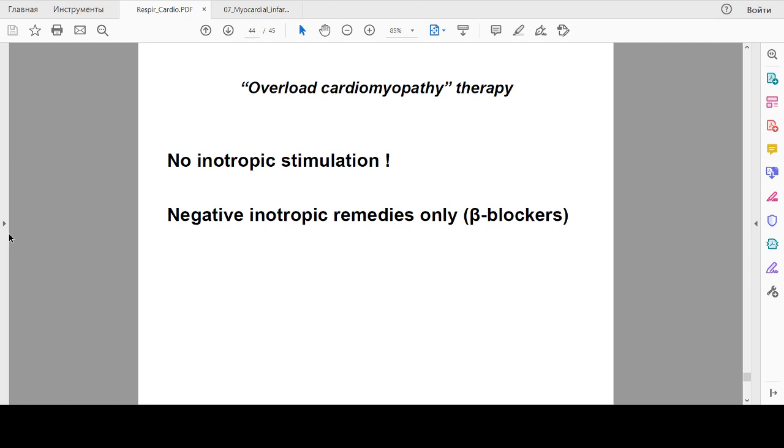According to this theory, how to treat cardiac failure? According to this theory, inotropic stimulation is prohibited. So, inotropic, what does it mean? It is stimulation of the strength of myocardial contraction. So, it is useless according to this theory, because myocardium is in a specific state and stimulation is useless. Instead, according to this theory, only negative inotropic remedies are prescribed. For instance, beta blockers.